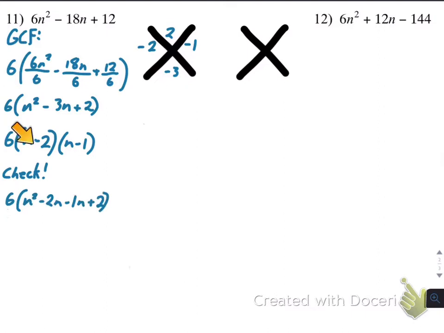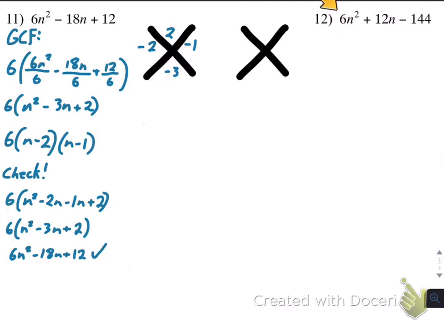So I'm going to double distribute these two binomials, and I get n squared minus 2n minus 1n plus 2. Then I can combine like terms. -2n minus 1n is -3n. And then I can distribute this 6, and this gets me back to where I was. So that's the first one. So let's take a look at one more. We'll take a look at this one over here on the right.